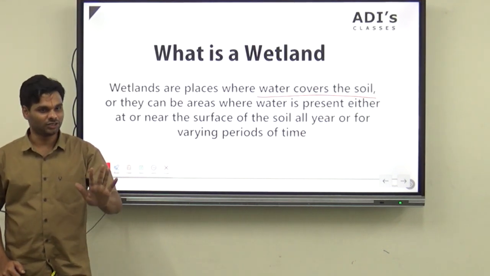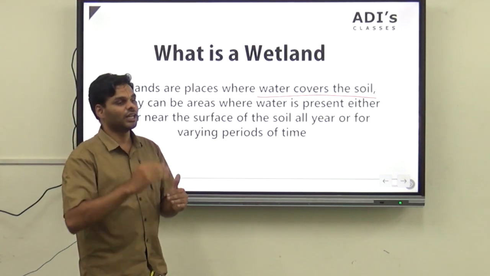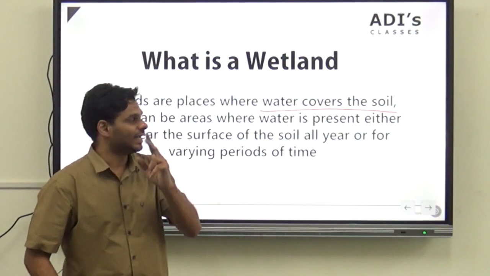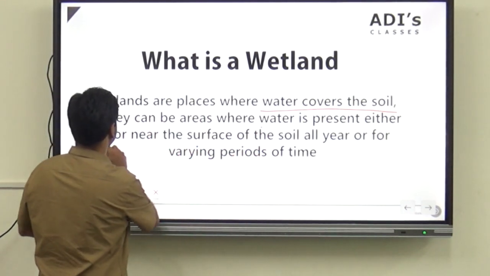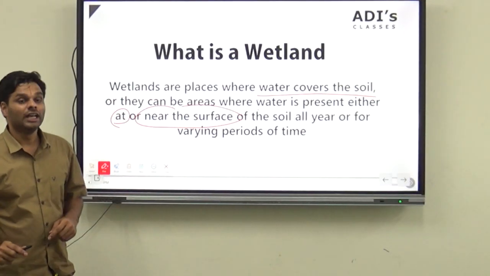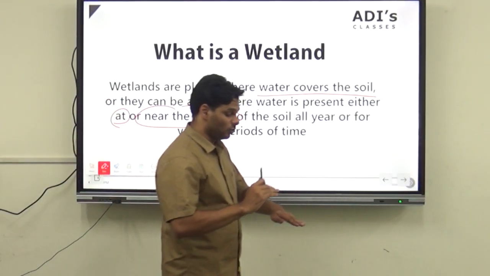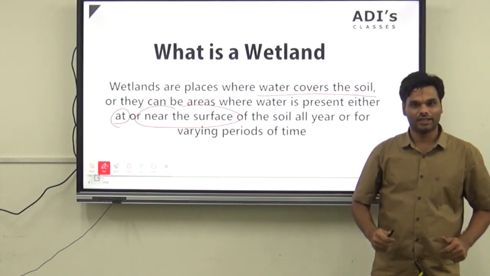No problem. Understood? So that is why we look at the technical definition, where water is above the soil, number one. Second, we also look at areas where water is present either at or near the surface of the soil. You don't even have to see water on top of the soil surface to consider it a wetland.